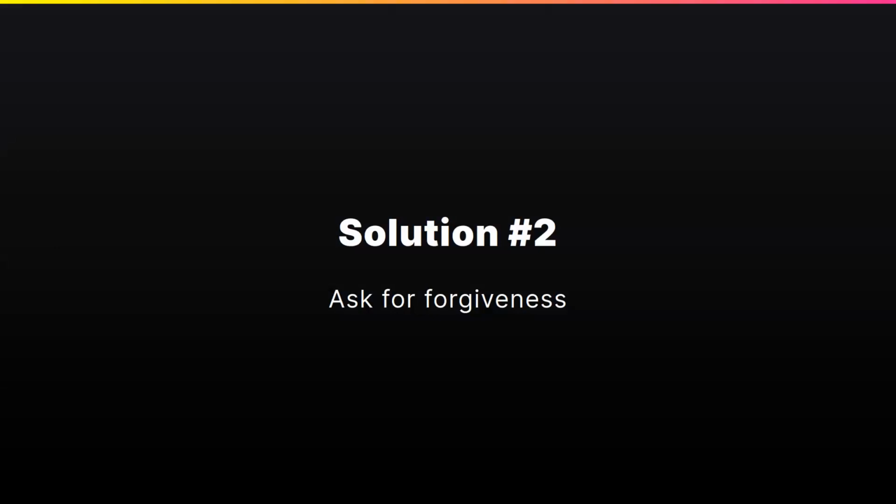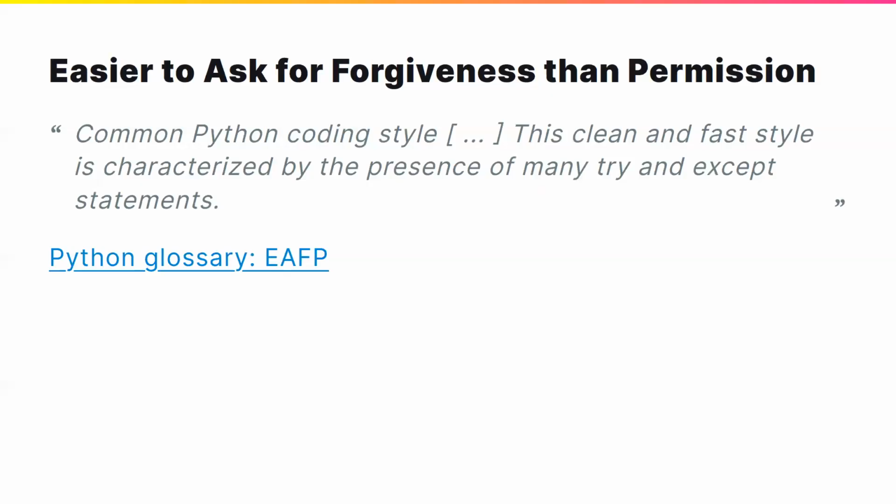So the second solution, okay, the first one was to lock the table. The second solution is ask for forgiveness, okay? I know it sounds kind of funny, but ask for forgiveness is actually a common Python coding style, okay, which says that it's easier to ask for forgiveness than permission. So what it means is that instead of checking things in advance, we go on and try to execute the operation and handle all the possible errors instead, okay?